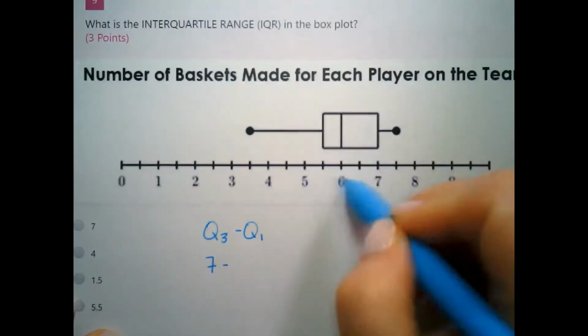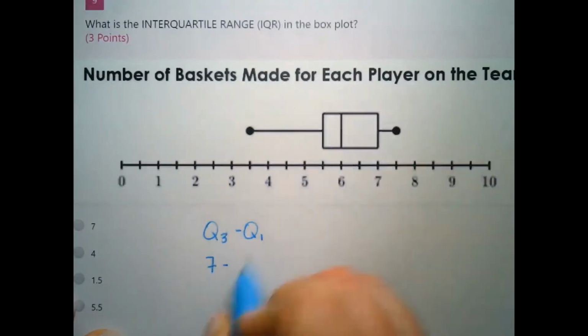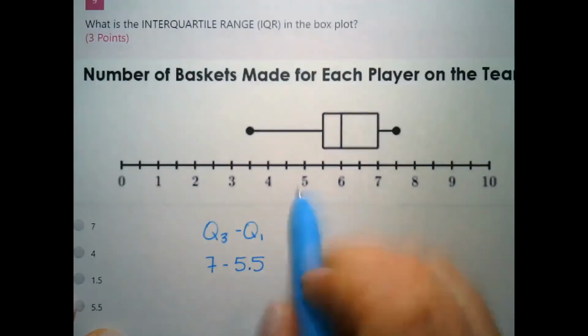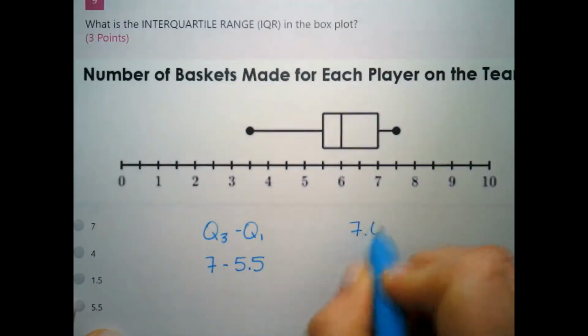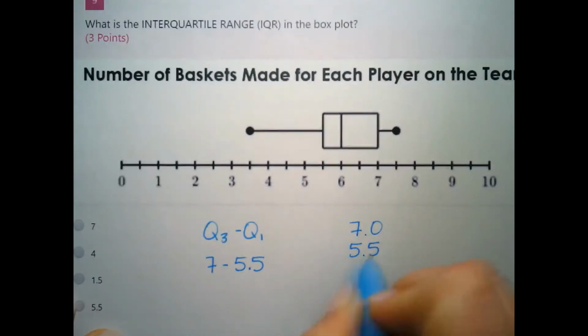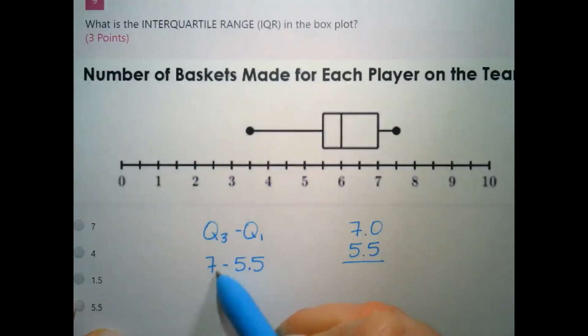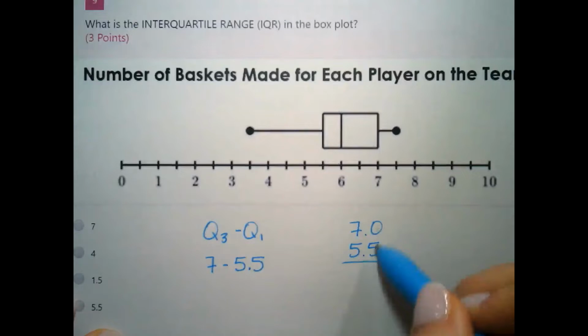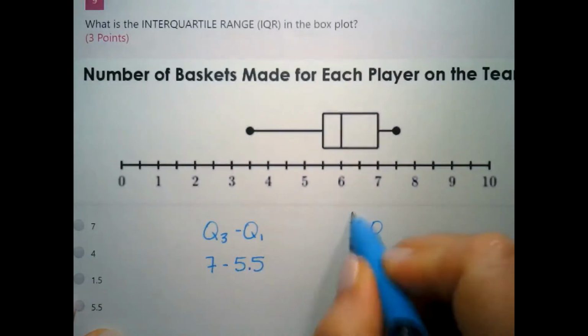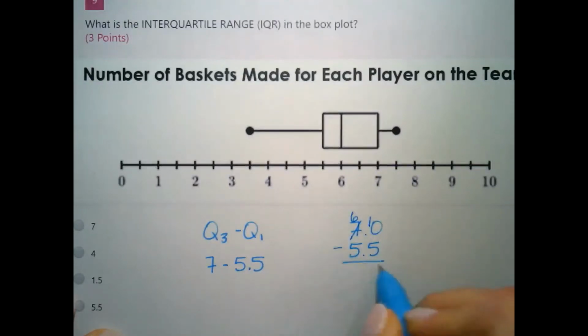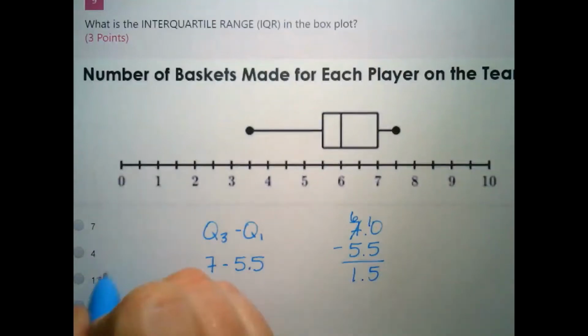Q1 looks to be right between 5 and 6, so that is 5.5. Remember, 5.5 represents halfway between 5 and 6. When we subtract those, let me just refresh your memory on that subtraction. Remember, we have to line up our decimals. The decimal in a whole number is always after the whole number. We put in a 0 placeholder just to make sure. And when we subtract, we get 1.5, and that is the answer.